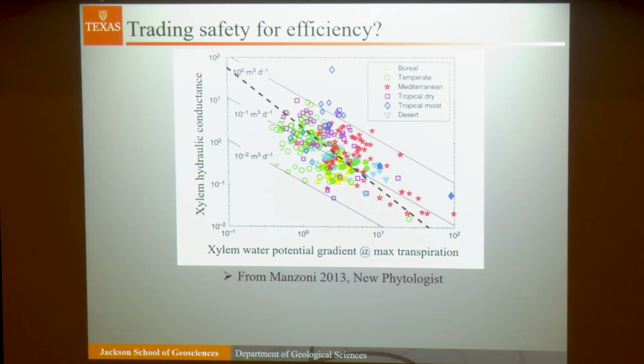And so from this theory, we saw from Manzoni's work that there was a specific xylem relationship for hydraulic conductance to that maximum potential gradient when transpiration is at its highest, that he found to be fairly well conserved across biomes.